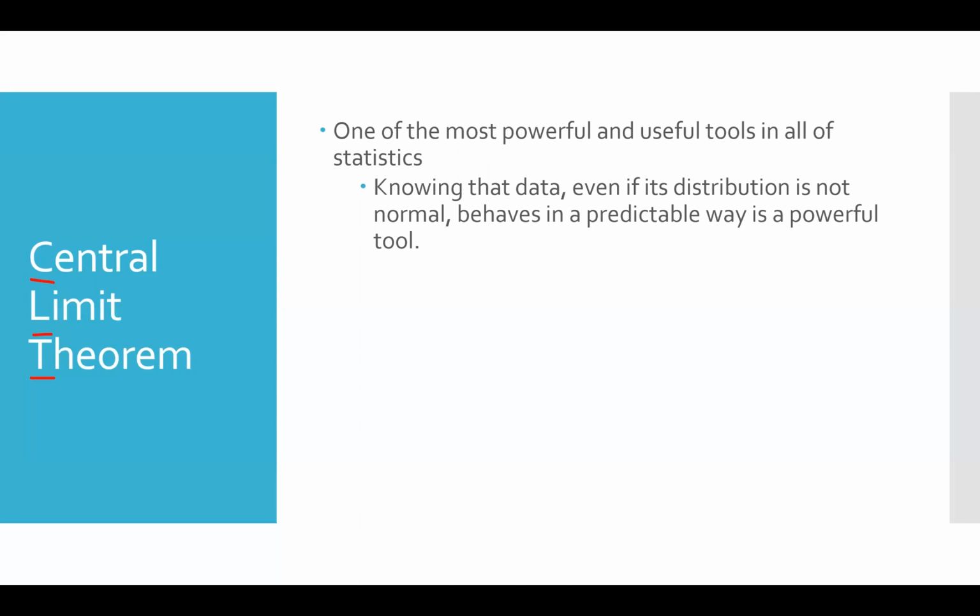Because if we can know what type of distribution we have, or even if that distribution is unknown, knowing that our data behaves in a predictable way is very powerful. That also can help us to identify what type of analyses we can and cannot do for our data set. I did mention it's often abbreviated CLT, central limit theorem.